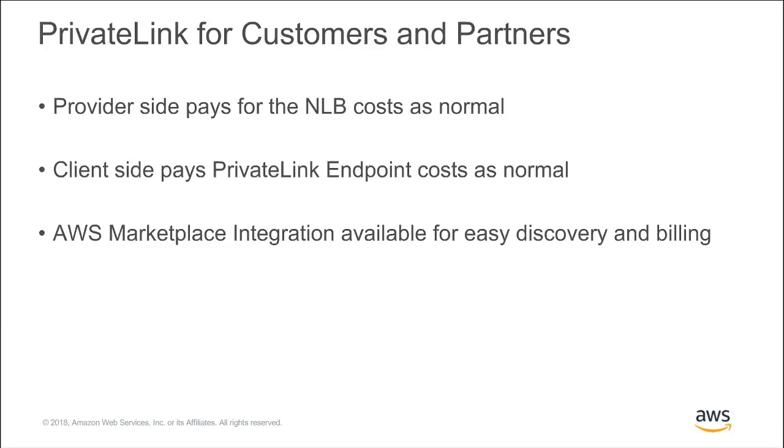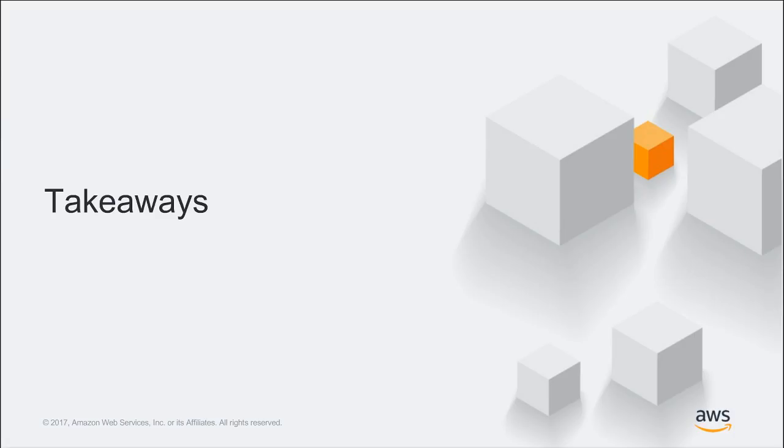In terms of costs, the provider side pays for NLB costs as normal, and the client side pays for PrivateLink endpoint costs as normal. In both cases, we have an hourly charge that comes to about $18 a month for either having an NLB or for having an endpoint. And then there's a surcharge on data transfer that varies a bit by region. You can also integrate with the AWS SaaS marketplace if you would like to avail of its discovery and billing. So you can have your service listed in the AWS marketplace and they will do the billing for you, and that all integrates with the standard SaaS marketplace billing model.